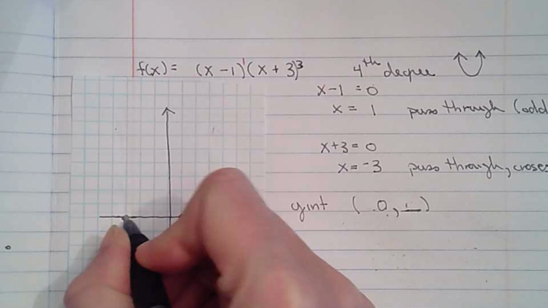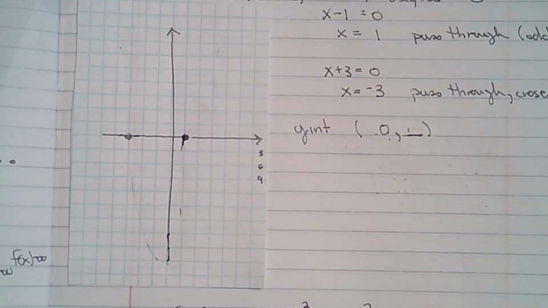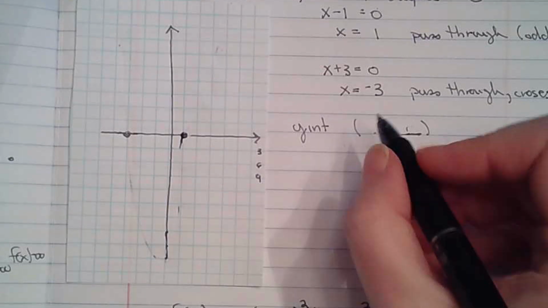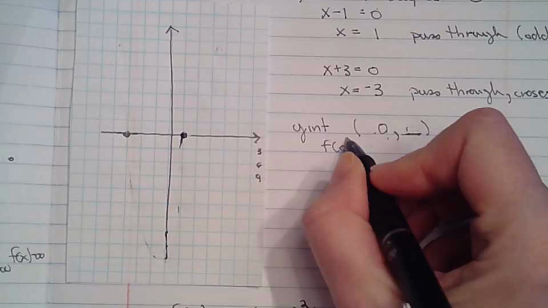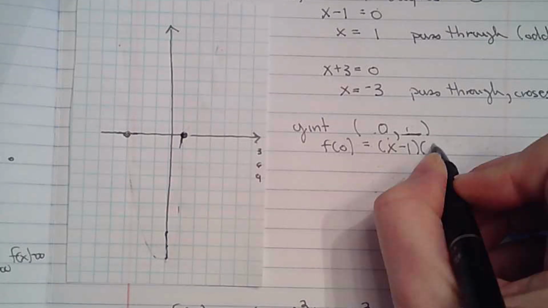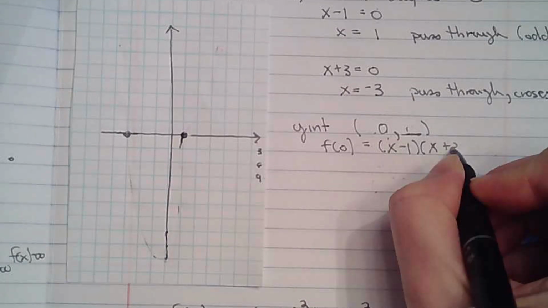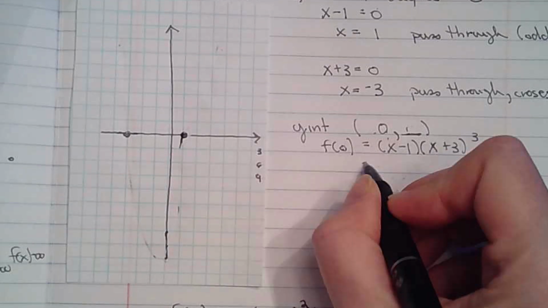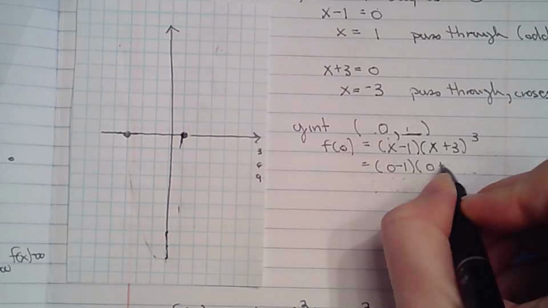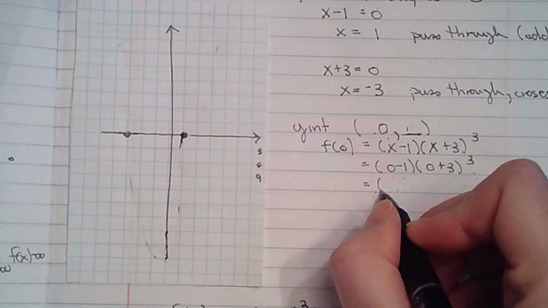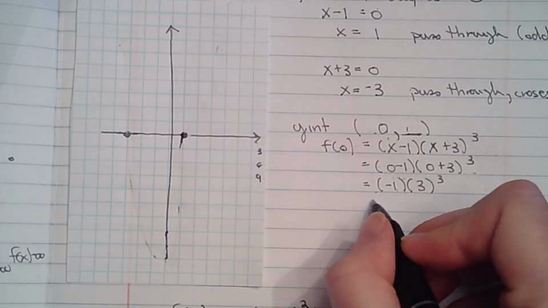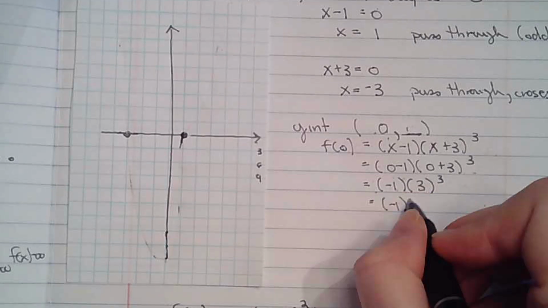Now what I want to look at is how far down do I go? So I'm going to evaluate my function when x is 0. So I have x minus 1 and x plus 3 cubed, and I want to evaluate it at 0. 0 minus 1, 0 plus 3 cubed, negative 1 times 3 cubed, so negative 1 times 27 is negative 27.